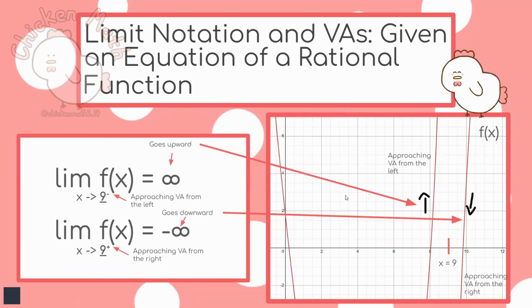And then just to show that on a graph, it's a little bit harder to see, but you can see that we have our vertical asymptote x equals 9. And then from the left, so from over here, we're going upwards, just as we calculated. If we're approaching the vertical asymptote from the right, we're going downwards.